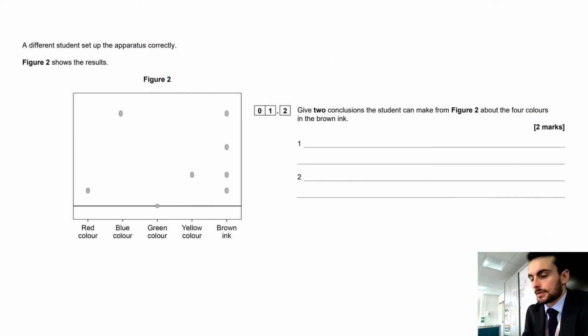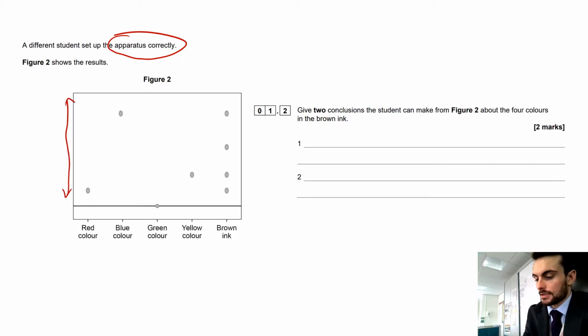A different student set up the apparatus correctly, so they've done it correctly this time. Figure 2 shows the results. We've got a bunch of colours, a bunch of dots, depending on how far. So obviously we know straight off, as soon as I see that, it tells you that, well, these ones are most soluble and then these ones are the least, right? Because depending on how high they climb up, depends on how soluble they are.